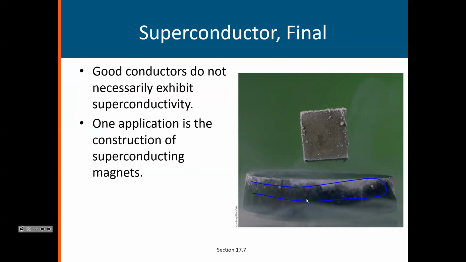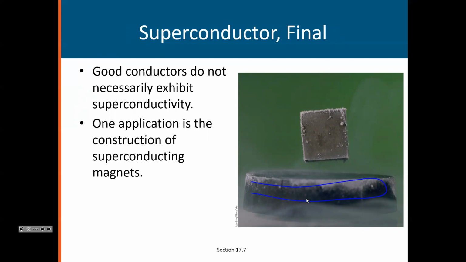The property of the superconductor is that any magnetic field will be repelled by the superconductor. So if we bring a magnet, that magnet will be floating above the superconductor. There will be a current flowing in the superconductor that will create a magnetic field that opposes the magnetic field of the magnet above. So it will be levitating. Levitating means floating above it.